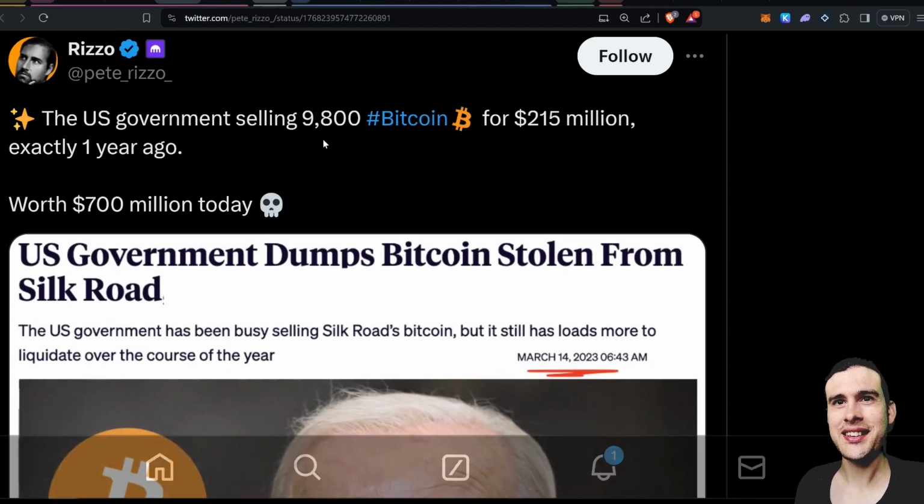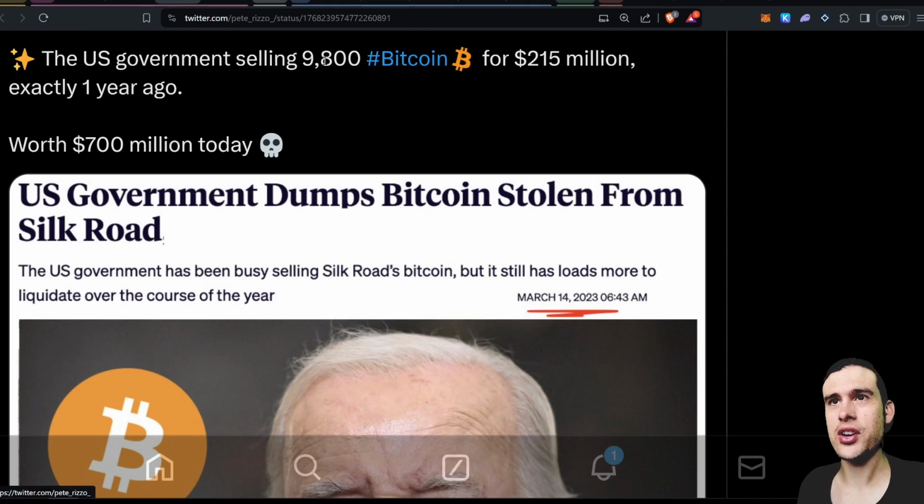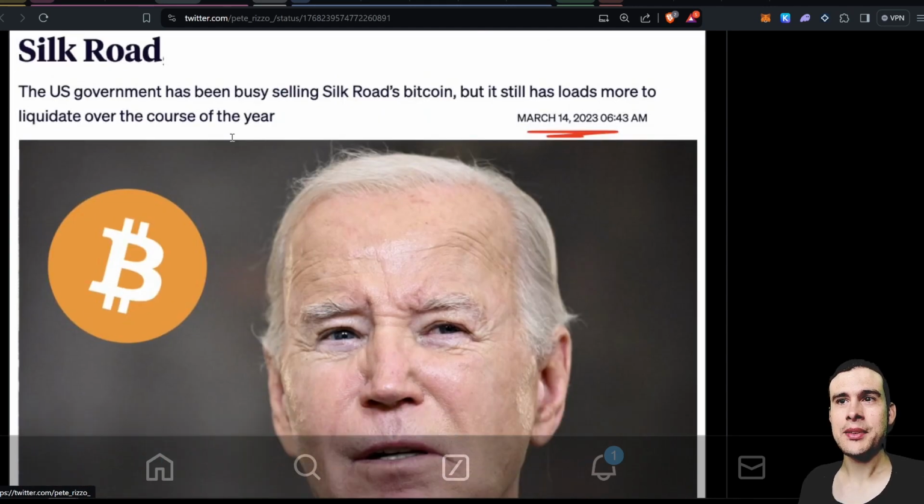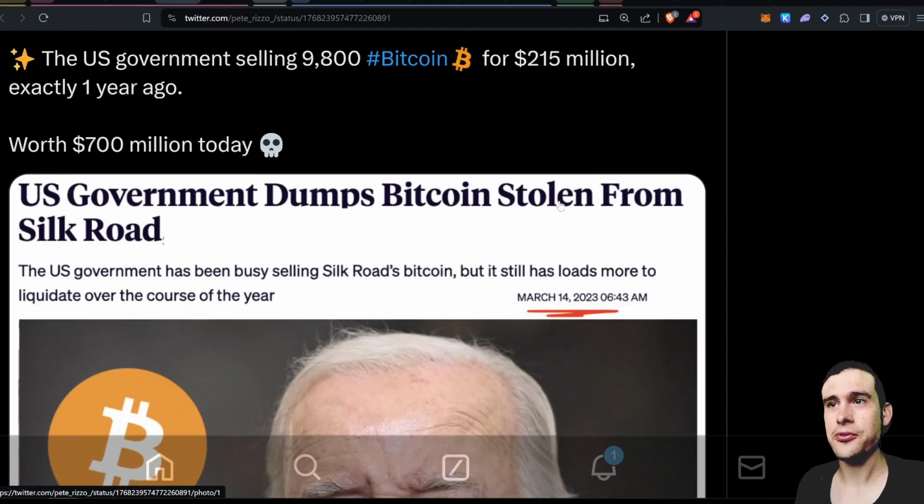Interesting here that the US government sold 9,800 Bitcoin for 215 million exactly 1 year ago. That would be worth 700 million today. This is what they get. This was actually from the Silk Road, which is interesting. But if that's the case, then they've held on to that for a long time, surely. I can't remember when that thing went down, but it was a while ago, right? So, they've been holding on to it for quite a while.